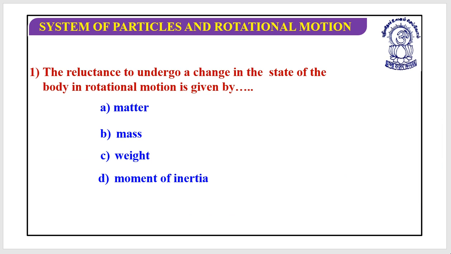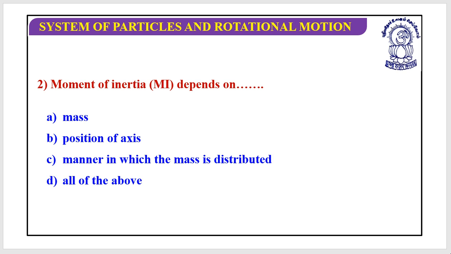And let's look at this question. It says that the reluctance to undergo a change in the state of the body in rotational motion is given by moment of inertia. Yes, great. Next, moment of inertia depends on the mass. Yes, it is. Does it depend on the position of axis? Yes, it is. Does it depend on the manner in which the mass is distributed? Yes, it is. So it depends on all of the above. This should be the answer.